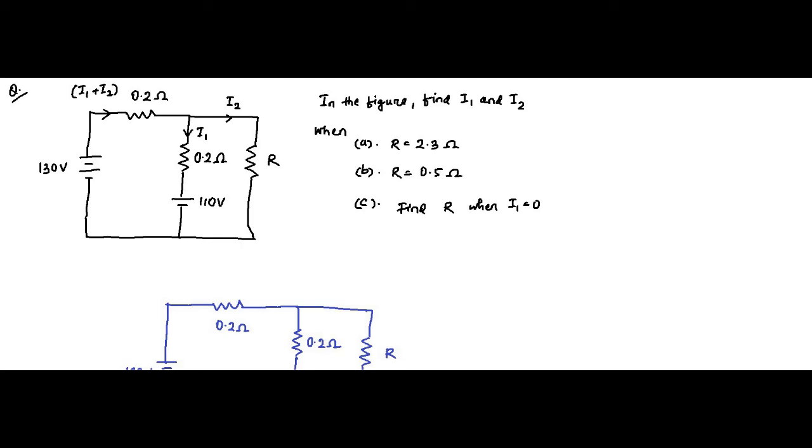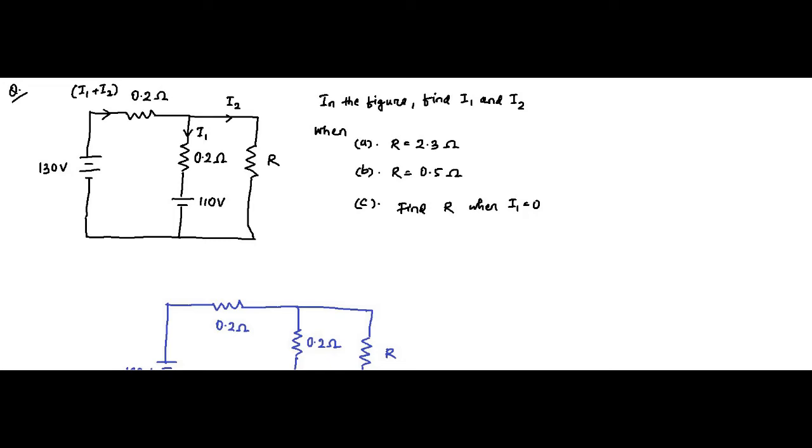Hello friends, so here we are with another question on KVL and KCL application. Again, this is a circuit which has been given, and the current directions through the branches have been assigned in the question. There are three cases where we have different values of this resistance R. We have to find the branch currents I1 and I2 for each of these cases.